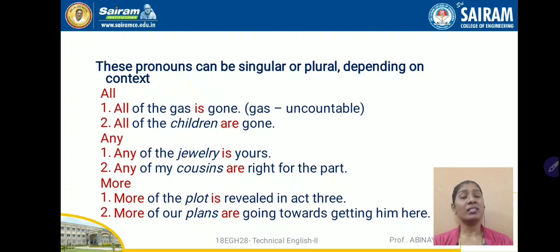The same more in the second statement. More of our plans are going towards getting him here. So more of our plans are. Our plans, obviously, the plans as a subject comes along with the more, a plural subject. So we are taking a plural verb, obviously, because more comes in the second statement along with the plural subject. More is the plural pronoun in the second statement.